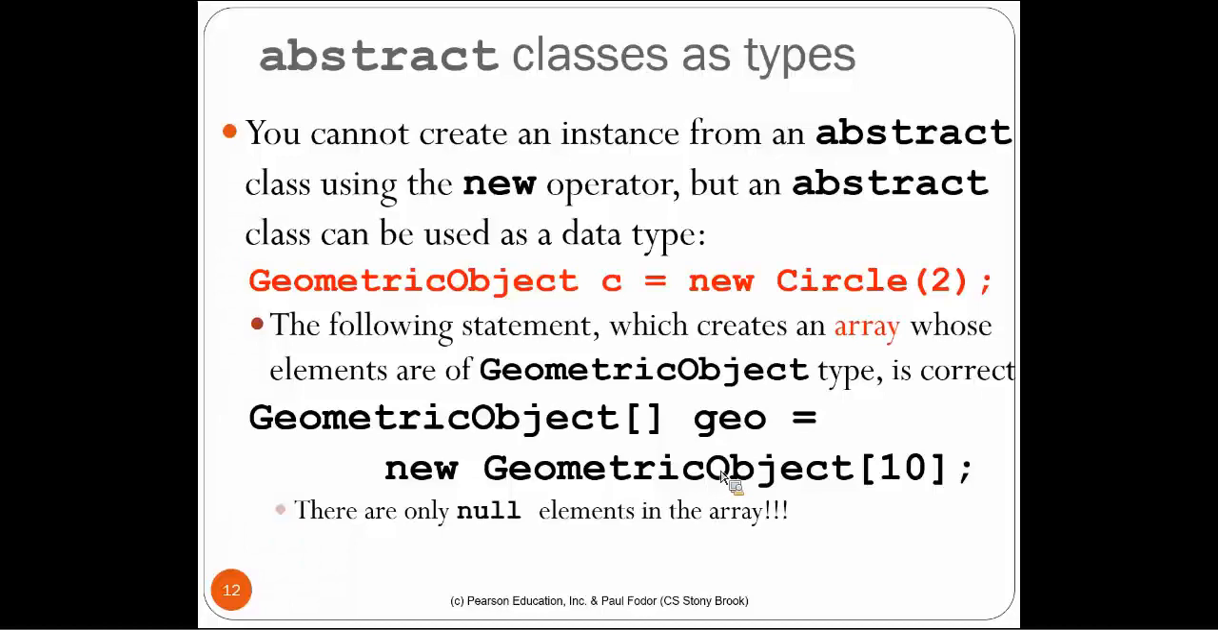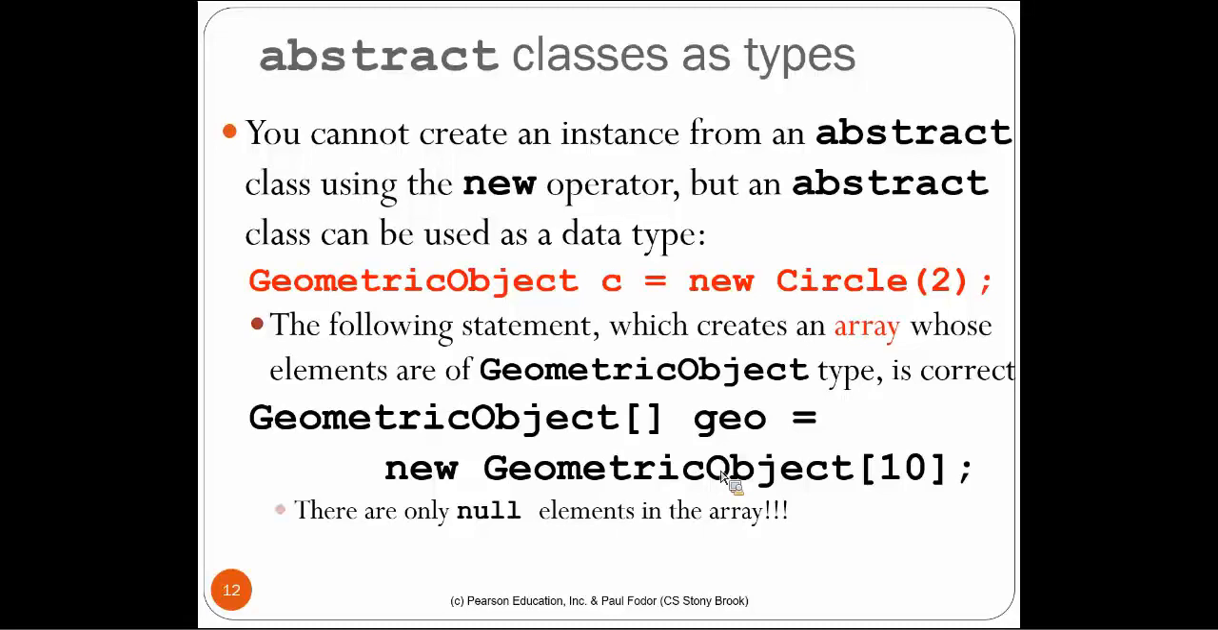You cannot create an instance of an abstract class using the new operator, but you can use variables of the abstract class. So it is correct to create a geometric object variable c, which is a reference type variable. And now, after assigning it the reference for a new circle with radius of 2, it will contain actually a reference, a pointer to the circle.